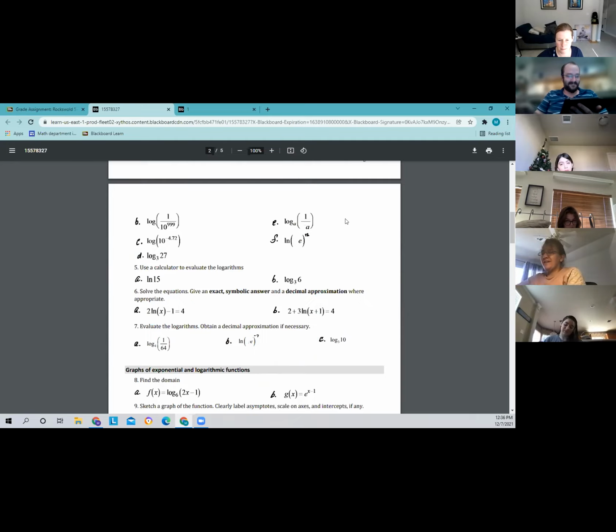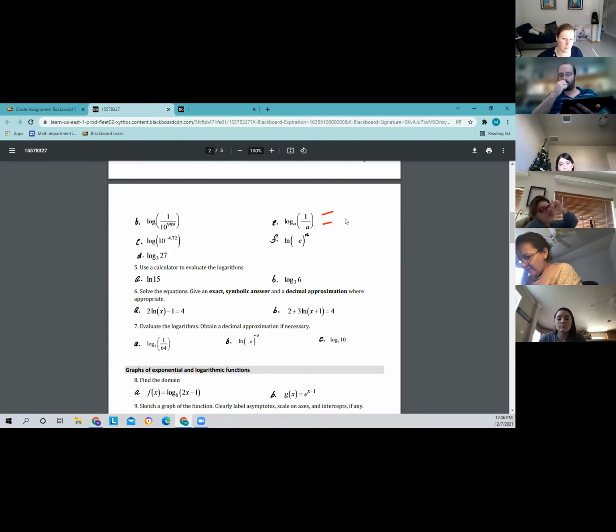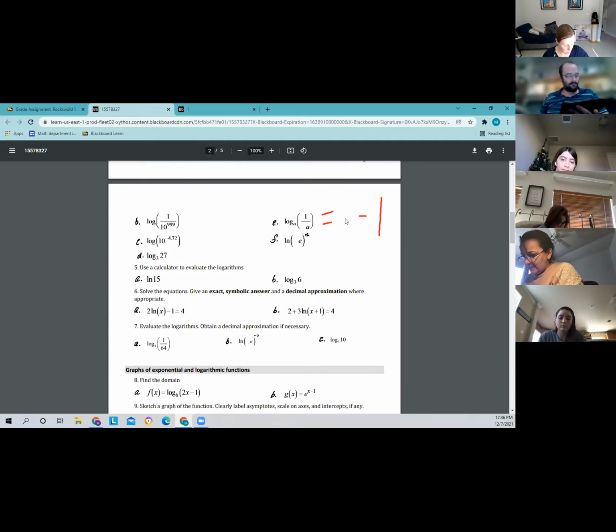What about e? Yes, e is the same thing, log of 1 over a. By the log rules, it's log 1 minus log a, which is minus log a. This is -1 because it's on the bottom, right? And then for c, would it be the negative 4.72? Yep, that's it.